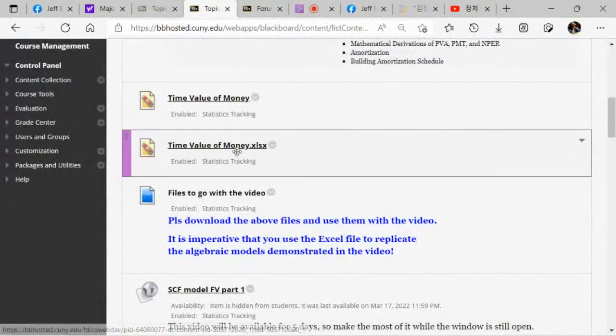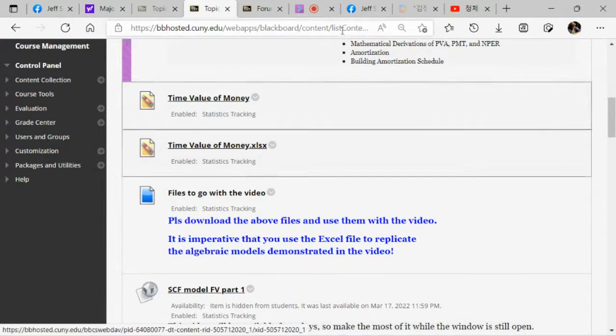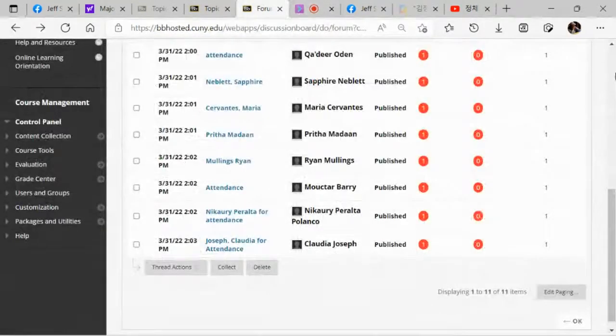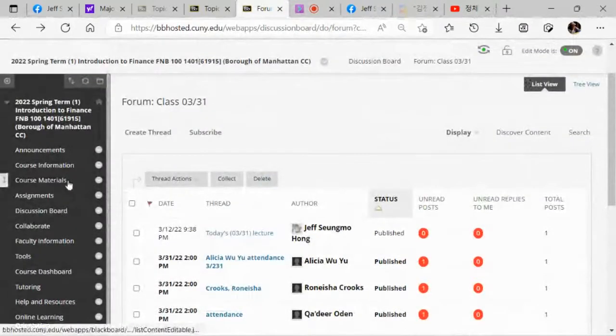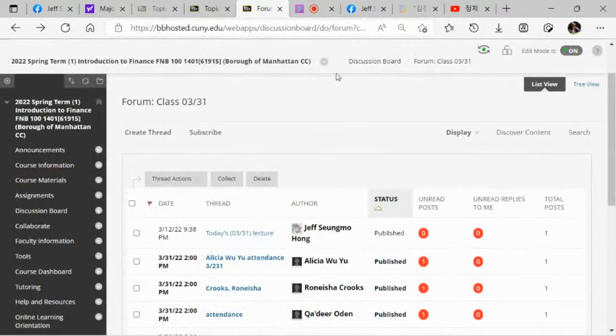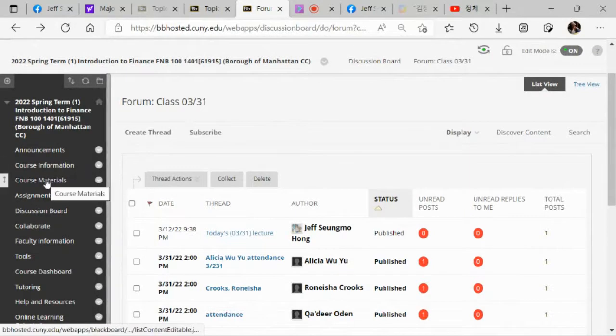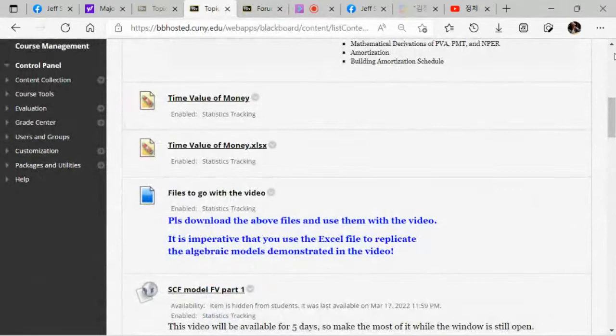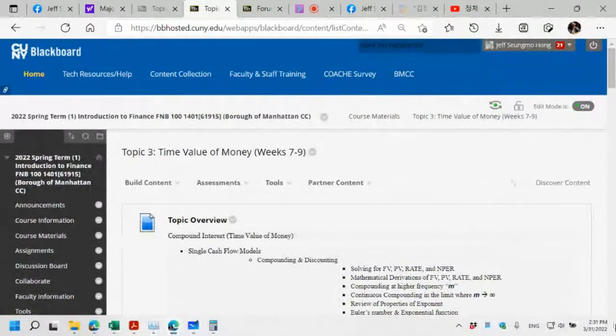It says time value of money, and the extension says Excel, right? Yes, I have it. Professor, you said a topics folder. I don't have a topics folder in Blackboard. What do you mean you don't have a topics folder? I believe it's in section 3 of his announcement or the course materials. No, it's course materials. The title is topics, not the folder. So when you go to course materials, you'll see different topics. You're going to go to topic 3. Anytime it says XL at the end, it's usually a spreadsheet.